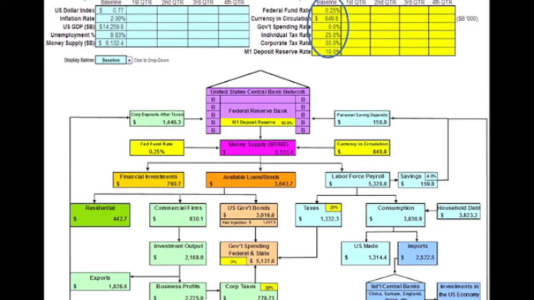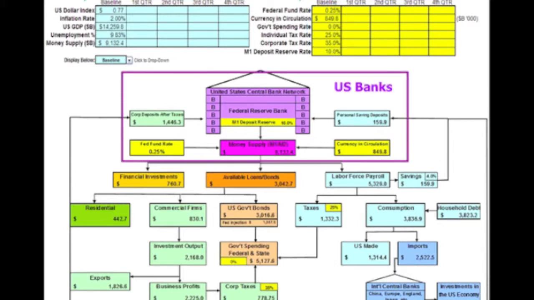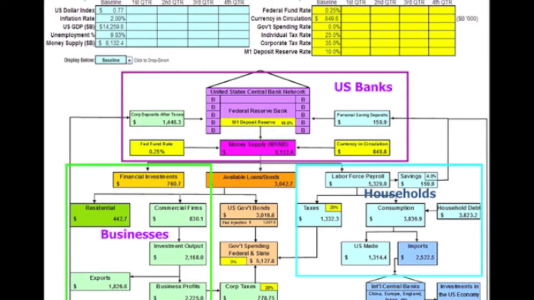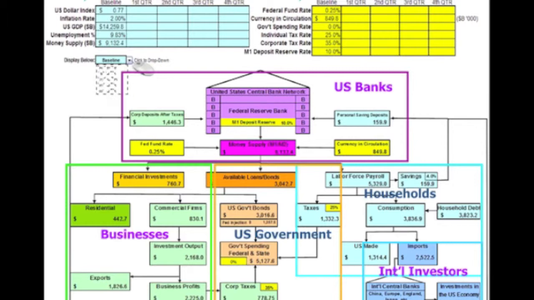The players in our economy are shown in the flow diagram below: the U.S. banks, households, U.S. businesses, U.S. government, and international investors. Once you've made your monetary and fiscal policy changes in the input scenario screen above, you can view the effects of those changes upon each player in the economy. By clicking the drop-down box, you can select which time period you'd like to view.